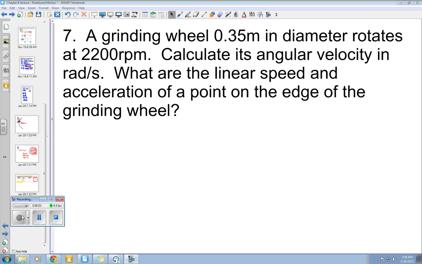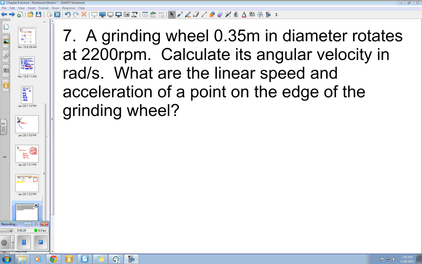Okay, this is part 3 of the Rotational Motion Lecture series. We're going to do an example problem using the equations that I highlighted in the last lecture. I pulled number 7 from your book.